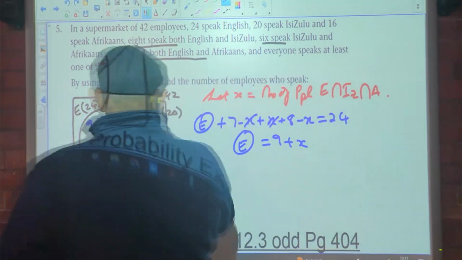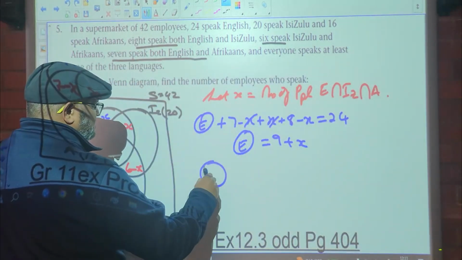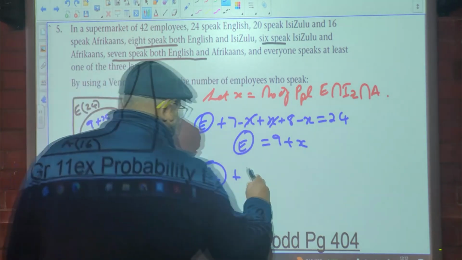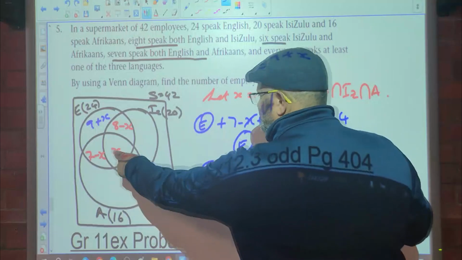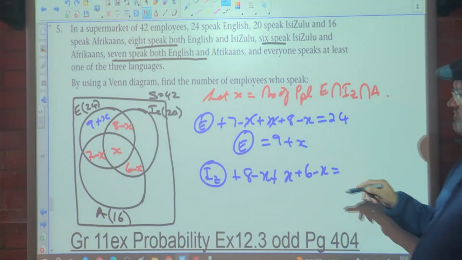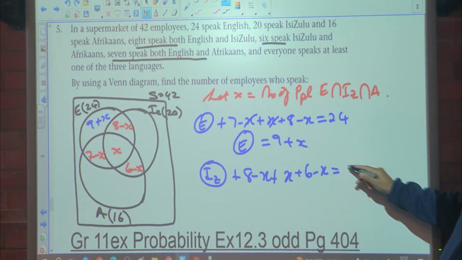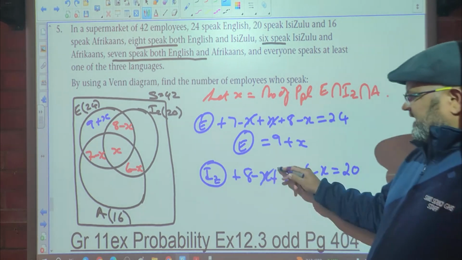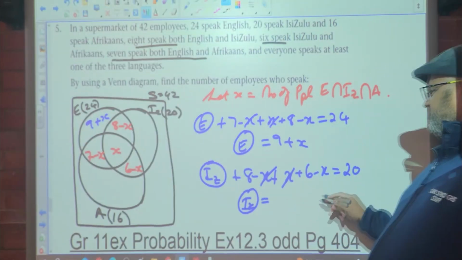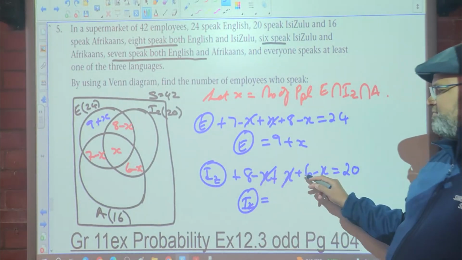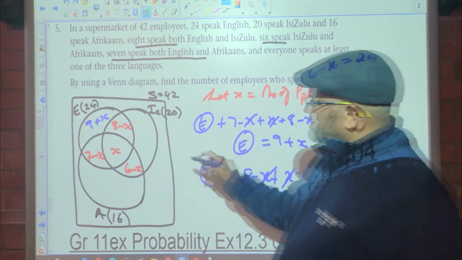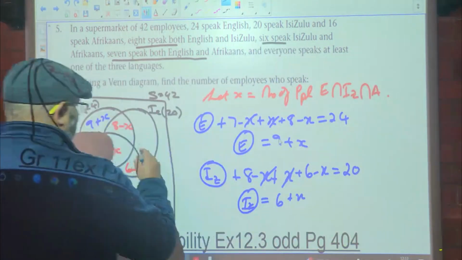Now, this unknown is Zulu, plus 8 minus x, plus x, plus 6 minus x is equal to 20. That cancels. That unknown for Zulu is going to be 20 minus 8 is 12, minus 6 is 6, plus x. Okay?